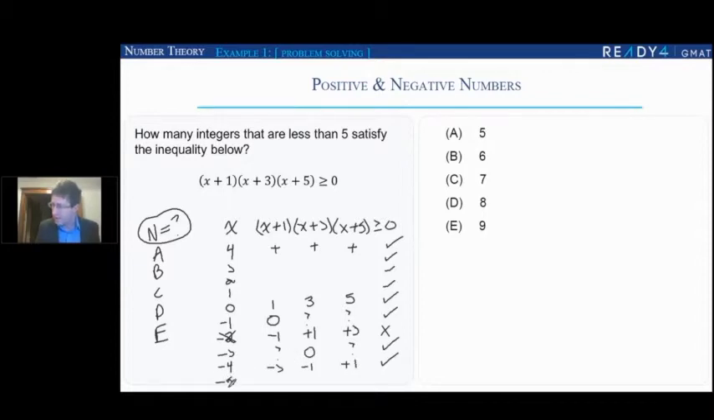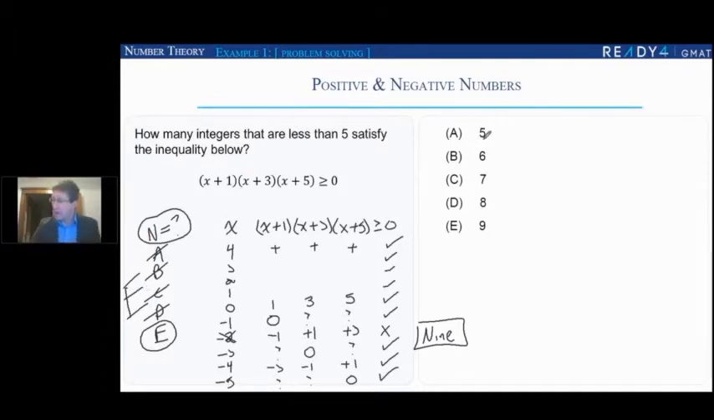Then negative 5 will give us 0 for this piece. And again, we don't care what the other two pieces are because 0 times anything is 0. So that will work. At this point, I've got 1, 2, 3, 4, 5, 6, 7, 8, 9 numbers. And so that looks like I've run out of all possible options. I don't have to go any further because E, 9, is the last possible number anyway. So we can just stop here and we can pick E and we're happy.